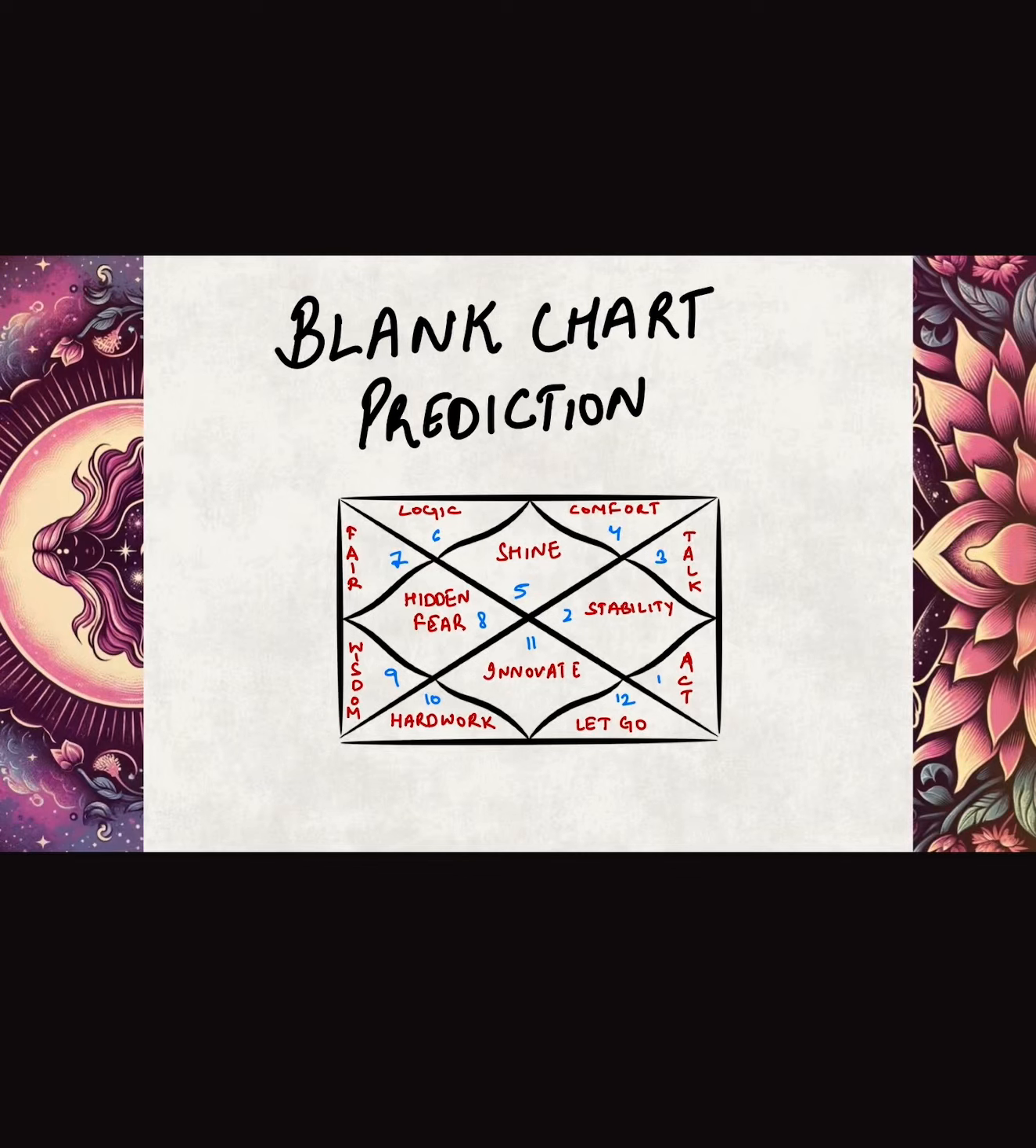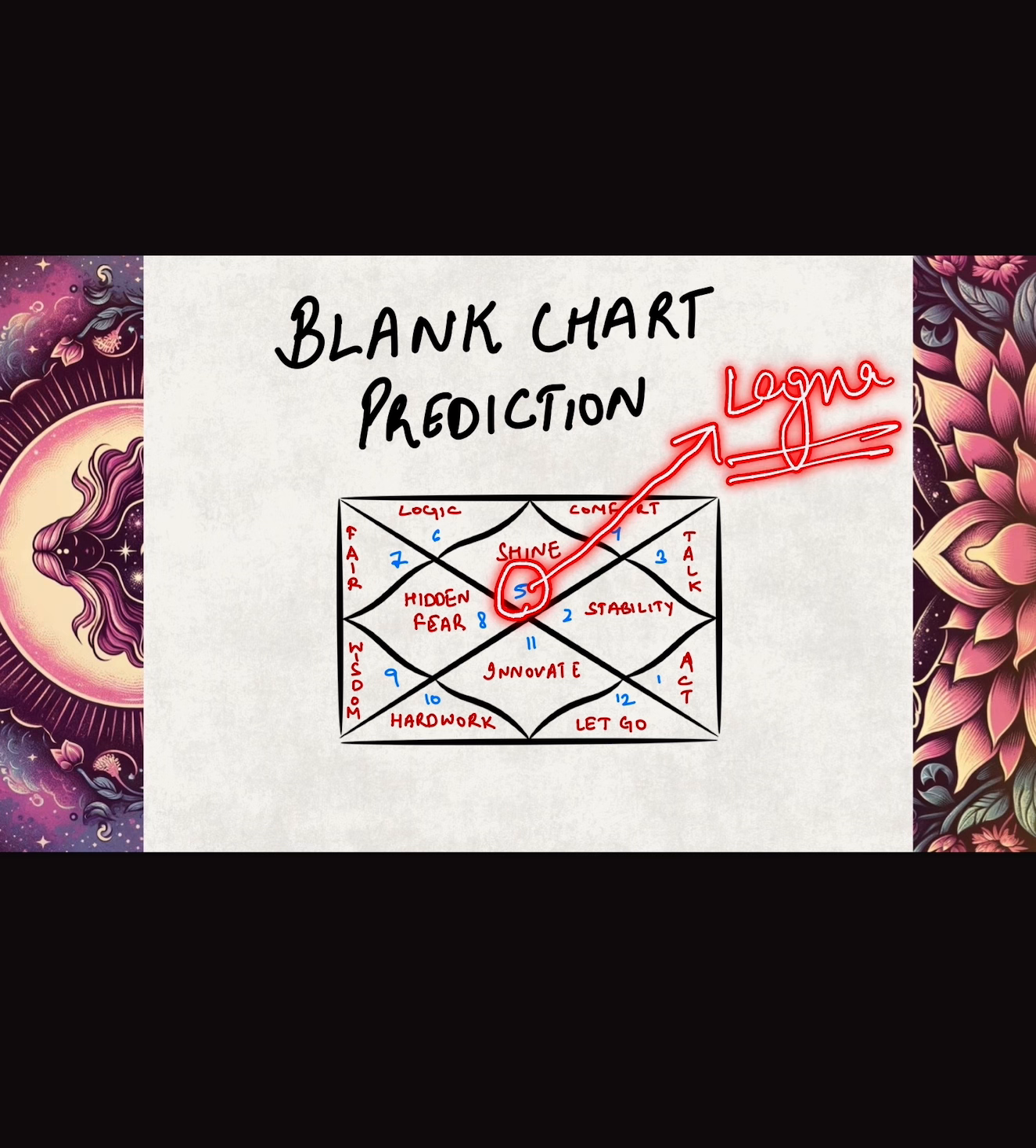So today we'll understand how the blank chart prediction works. See, this is how a kundli looks like. You'll see a kundli and you'll see the first house and the number that is there. Through that number, you'll understand what is the lagna. Now, lagna is also called ascendant.